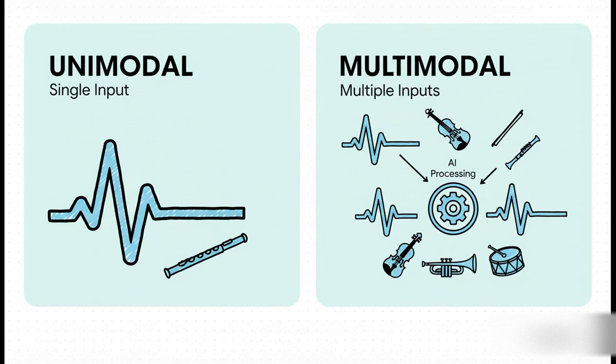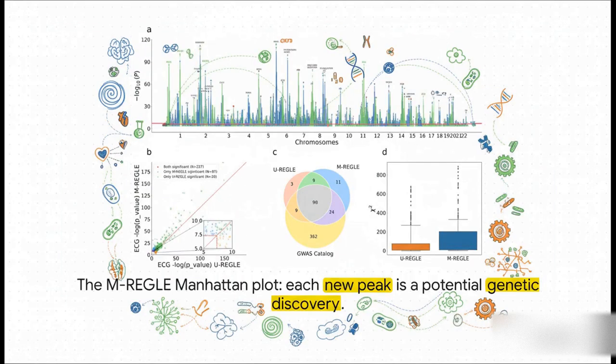The new approach, called multimodal, is about hearing everything at once. And a new method, MRGEL, does exactly that. It listens to all the instruments at the same time to find harmonies, these connections that are completely invisible when you're just focused on one section. And wow, just look at the result.